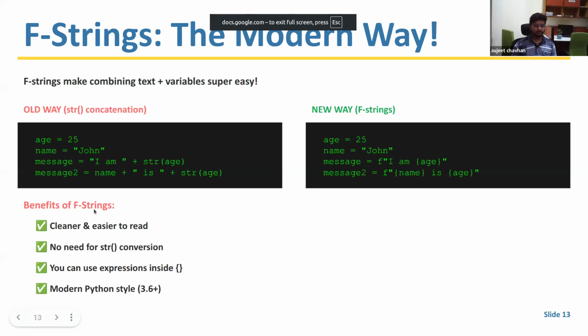So what are the benefits? It's cleaner and easier to read. No need of str for conversion. Because if you write I am plus age without str, it won't get combined. It will throw the error. You can use expressions inside this curly brace. You can write 1 plus 2, 2 plus 3, something like that. You will try, like after the lecture, just try writing some expressions. Use the two different variables and add them and try to print them. And it's a modern style. Okay. So this is all about F strings.